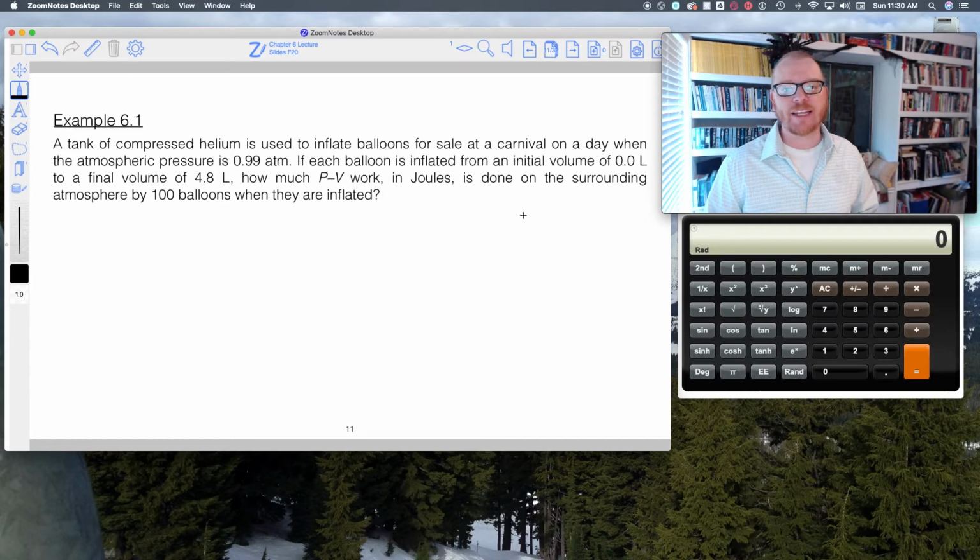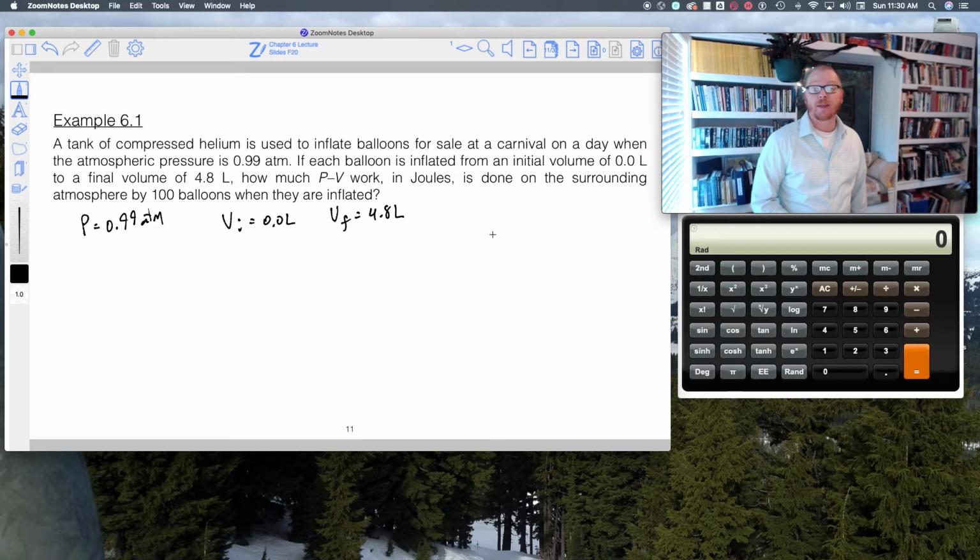A tank of compressed helium is used to inflate balloons for sale at a carnival on a day when the atmospheric pressure is 0.99 atm. So I'm going to write that down. P equals 0.99 atm. If each balloon is inflated from an initial volume of 0.0 liters, so V initial is 0.0 liters, to a final volume of 4.8 liters, so VF is 4.8 liters, how much PV work in joules is done on the surrounding atmosphere by 100 balloons when they're inflated? So let's calculate it for one balloon, okay?